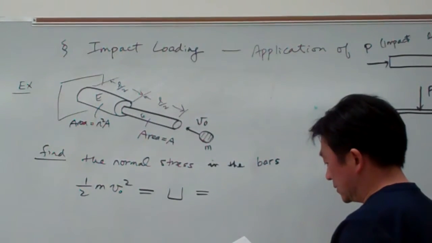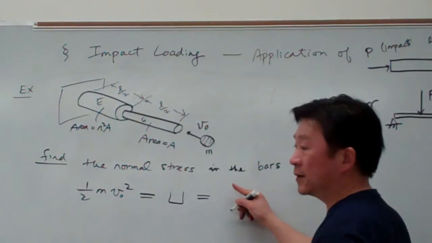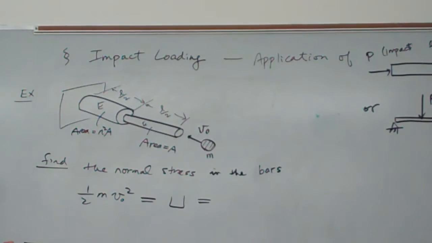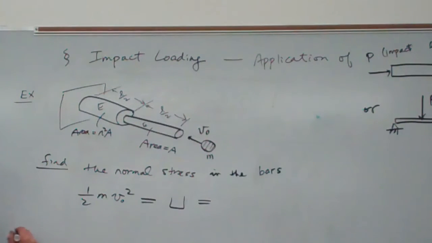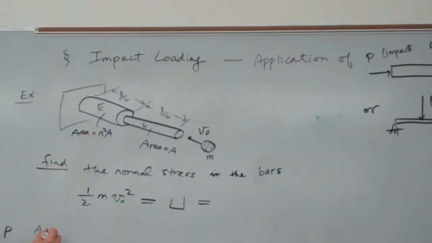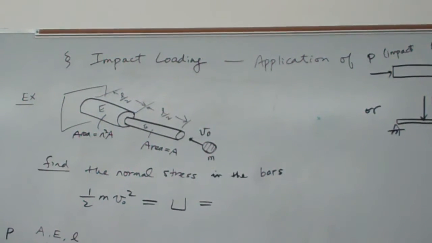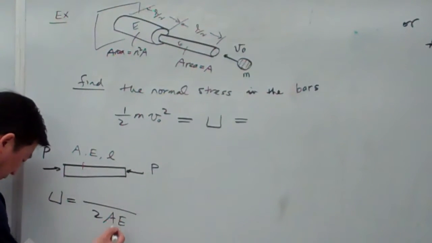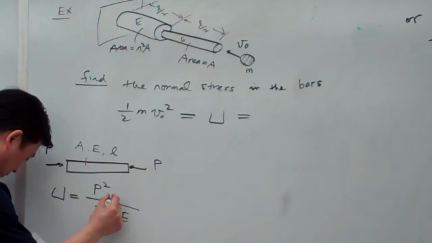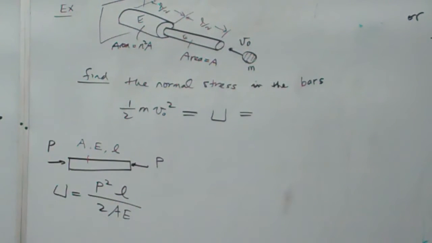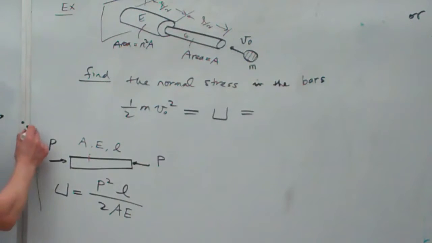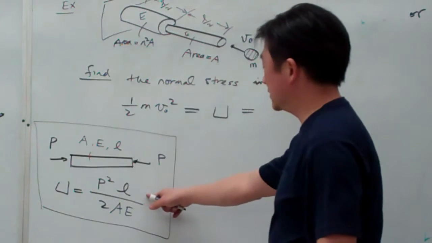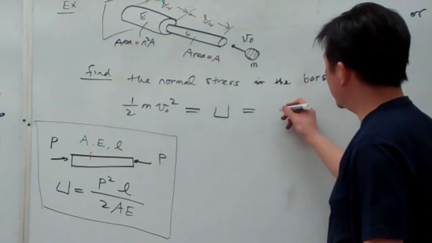Taking up that template, we know this is our template. If we have the loading P, and this is area A and E, and the length is L, the energy for this case is equal to P squared L over 2AE. That is from the formula I picked up. So we take up this template here, and for each portion, we simply plug in.